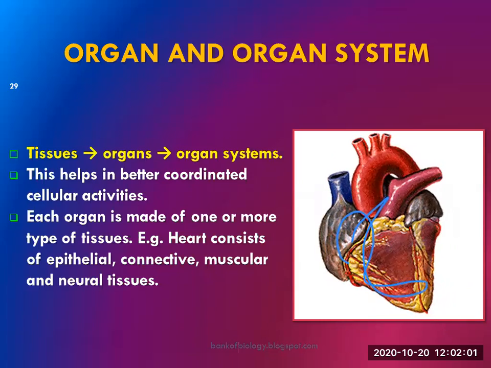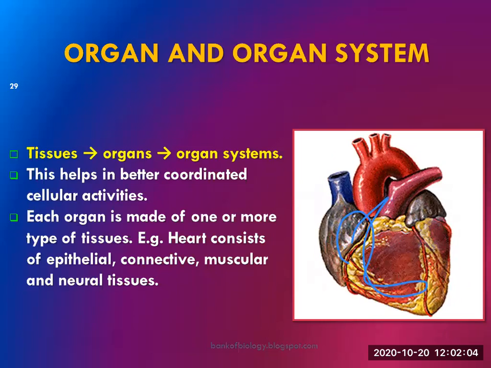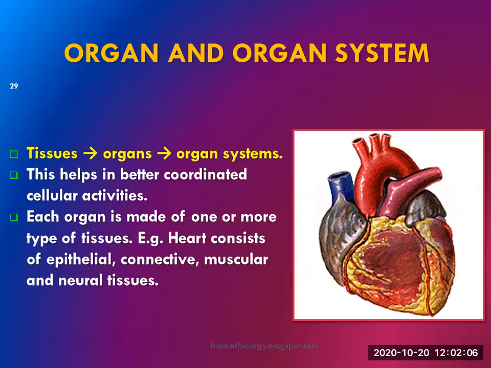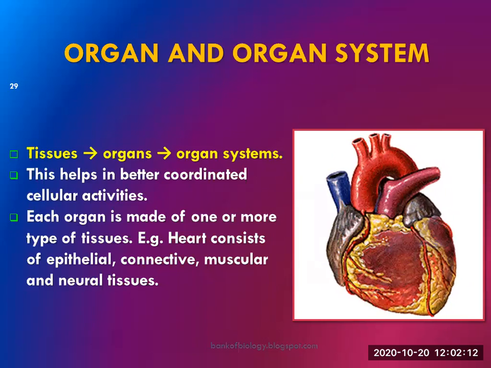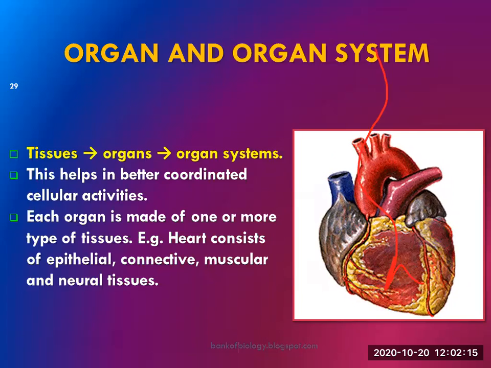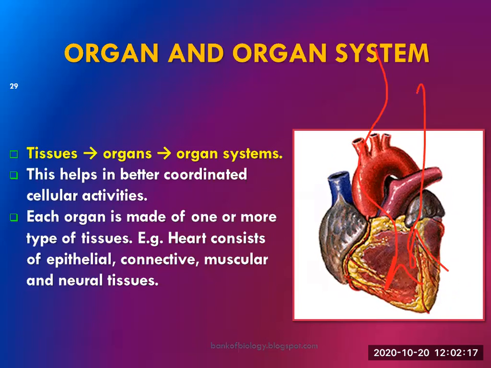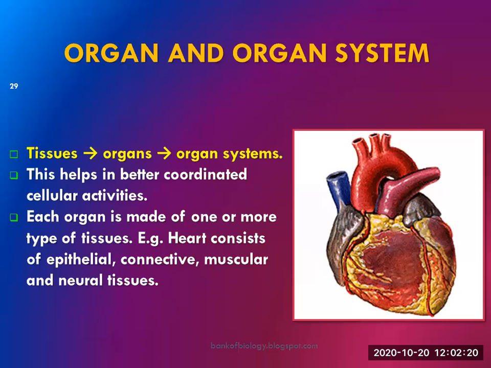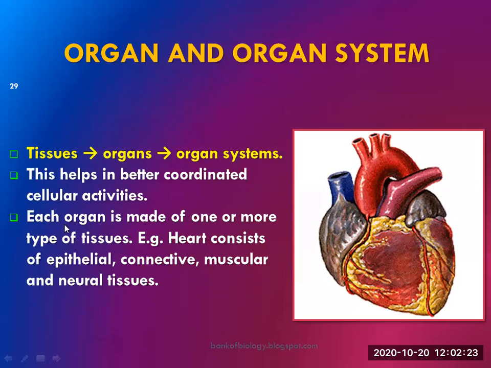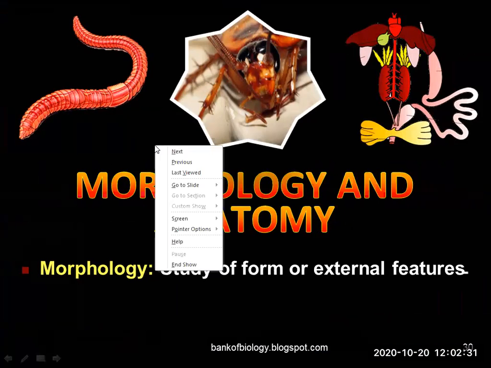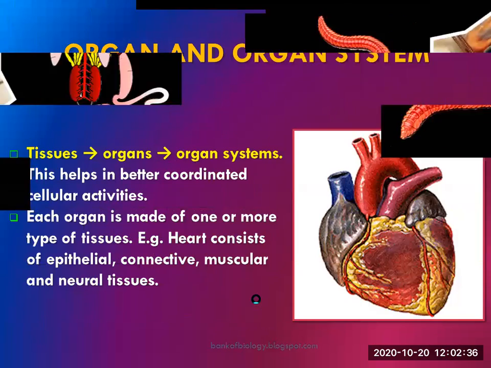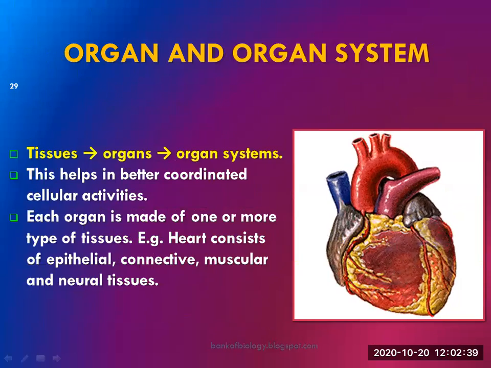Next, muscular tissue. The cardiac muscles are present in the heart, and the blood vessels, the tunica media of blood vessels, have smooth muscle. There is innervation by the sympathetic and parasympathetic nervous systems along with the somatic nervous system. That's why we say nervous tissue is also present, and so this sentence can be justified: each organ is made of one or more types of tissues. Any organ you take in the body is made up of many tissues.